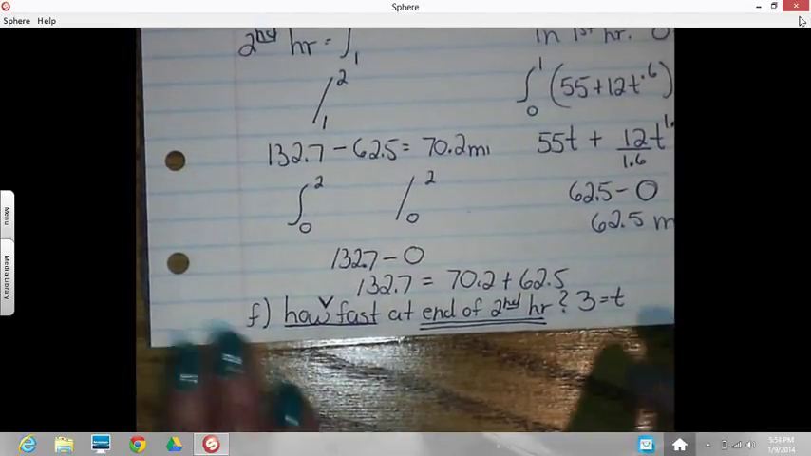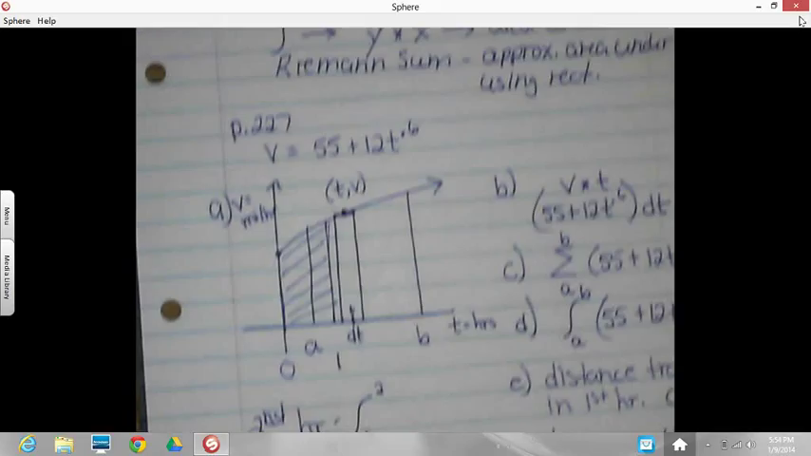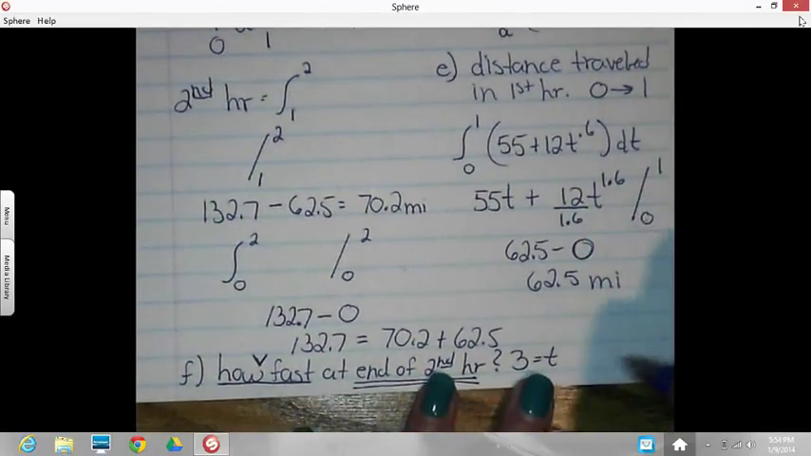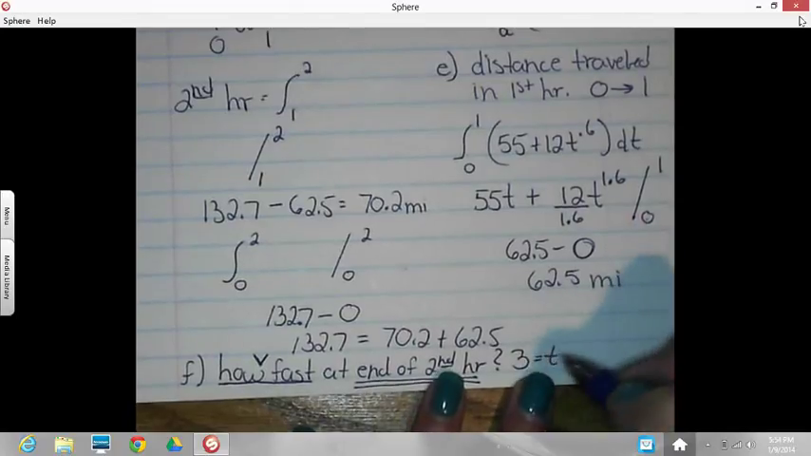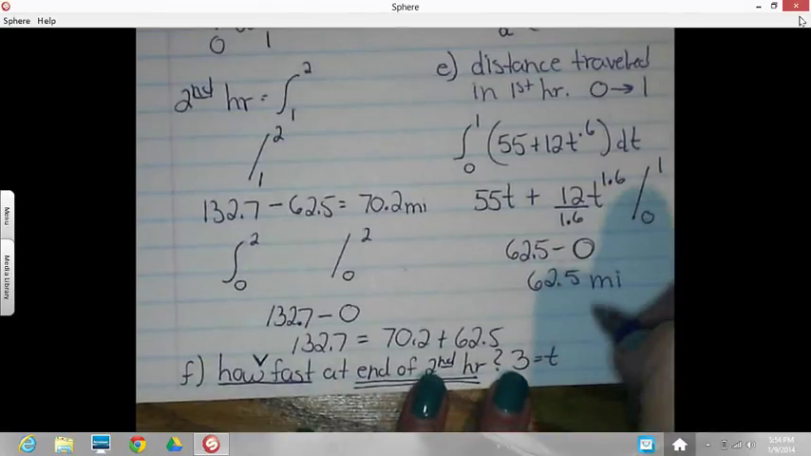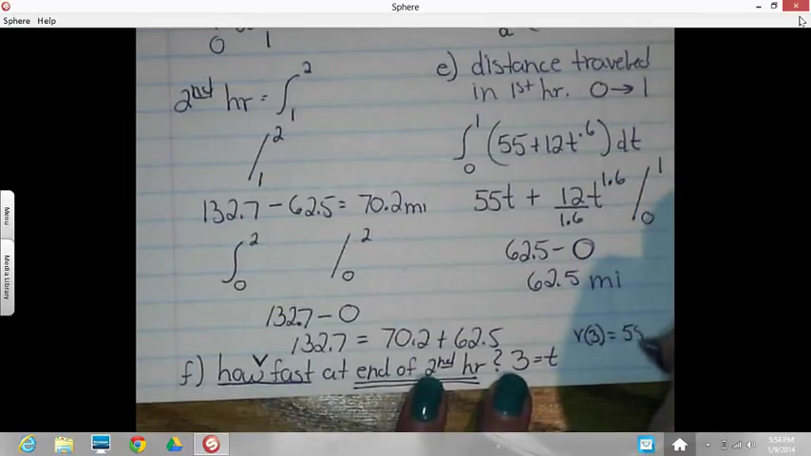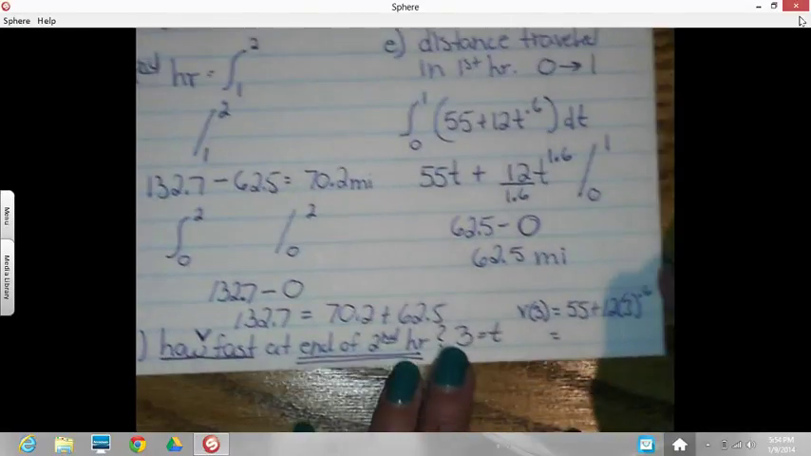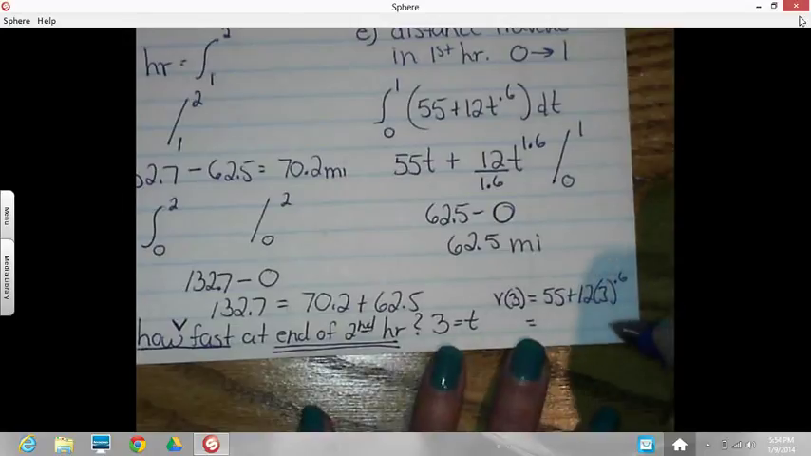And I put that back in the original velocity equation, not this antiderivative equation that we found. So again, that was not difficult. It was just knowing which equation to go to and what value I'm putting in. So the velocity at 3 would be 55 plus 12 times 3 raised to the 0.6, and then whatever that comes out to. And that'll be miles per hour. Guess I can type that in real quick.